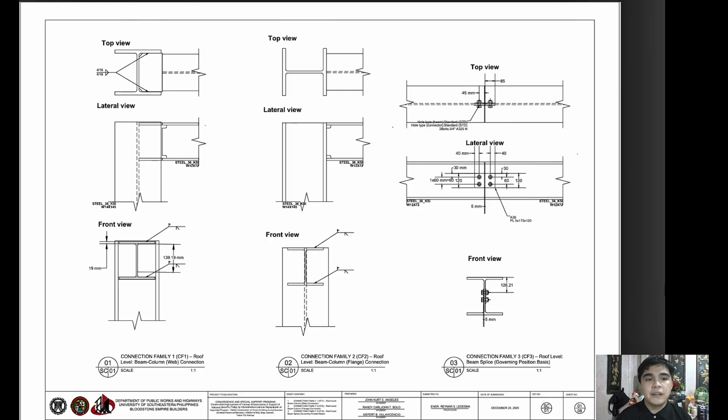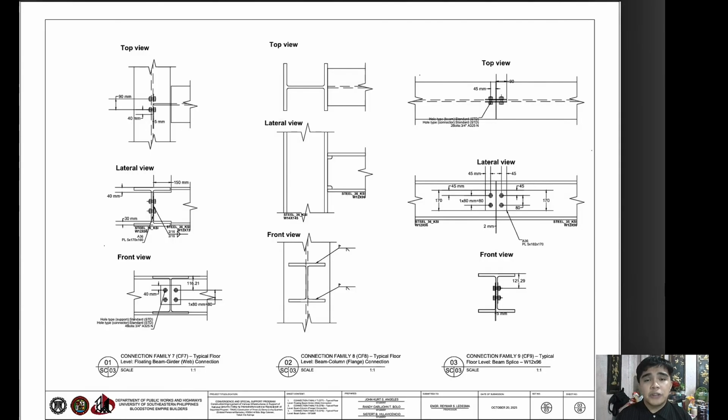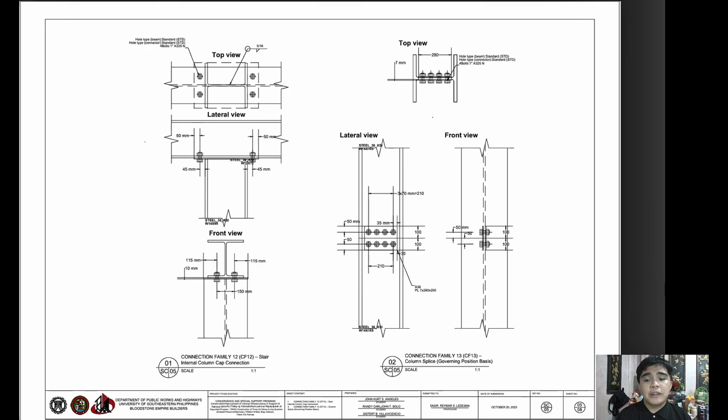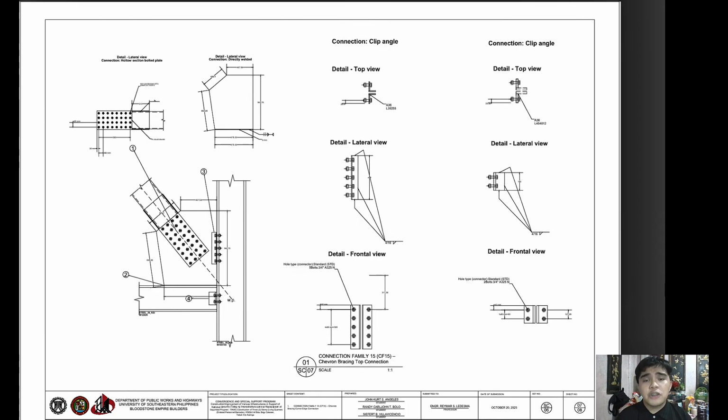For the second page, we have connection families 4, 5, and 6. For the third page, we have connection families 7, 8, and 9. And we have here connection families 10 and 11, and here connection families 12 and 13. Here we specify connection family 14 for the top bracing connection, and then connection family 15 for the chevron bracing corner edge connection.